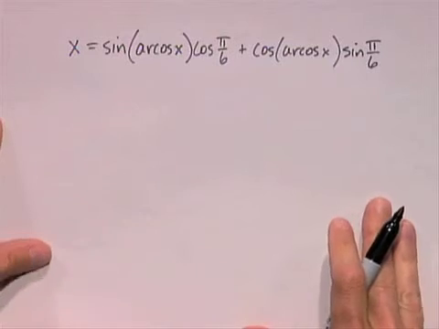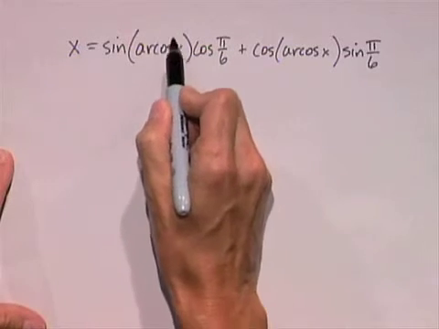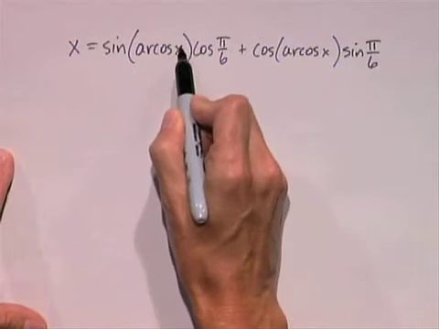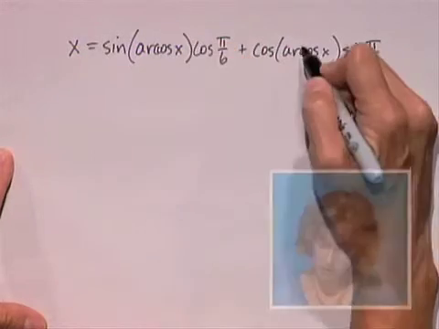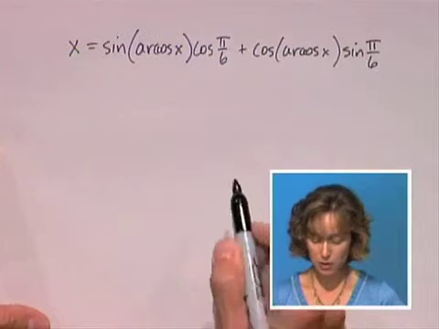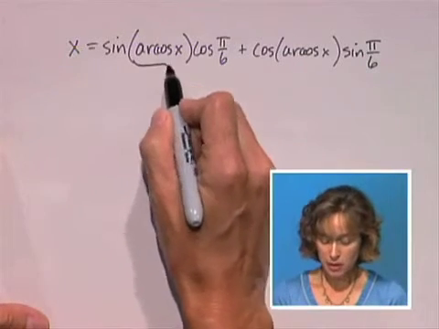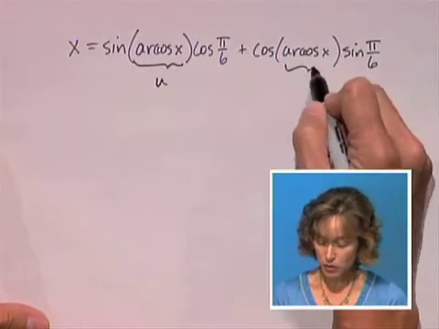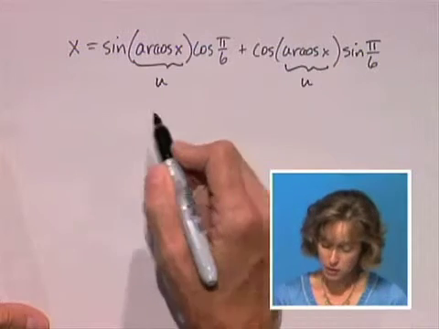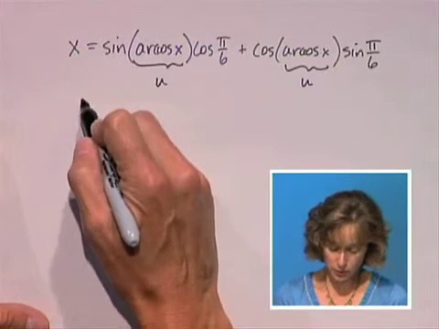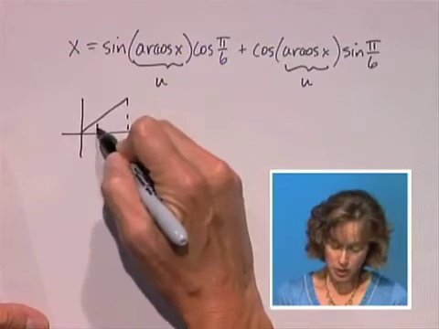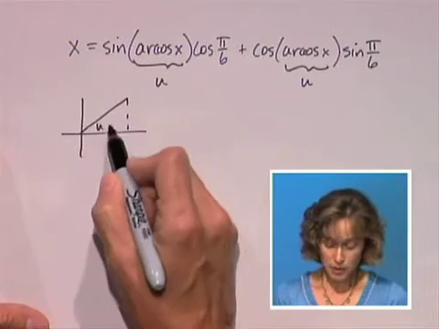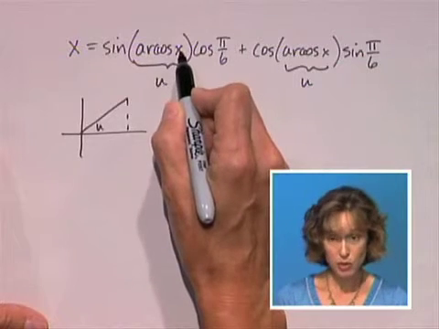And I need to continue from there. So let's move to another sheet. I need to think about a way to write in terms of x, sine arc cosine x and cosine arc cosine x. Now arc cosine x is an angle. I'm going to call it an angle u, and these are both the angle u. And I'm going to sketch my angle u in quadrant 1. So here's my angle u. I want it to be the angle whose cosine is x.